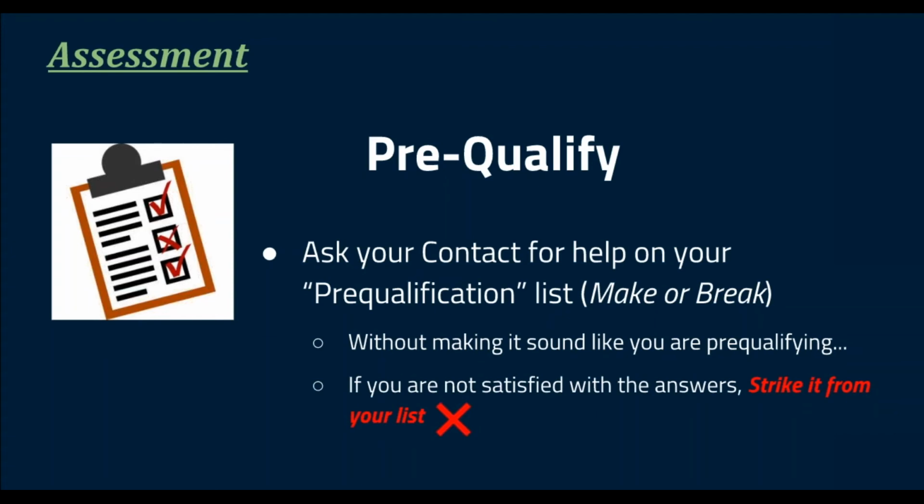So if they can't answer those make or break questions, take it off your list and you don't have to spend any more time on it. If it seems like they're hedging or they're coming up with a workaround solution that just doesn't feel right to you, take it off your list. And that's how the pre-qualification can really help you, having those nice short pre-qualification lists of items.